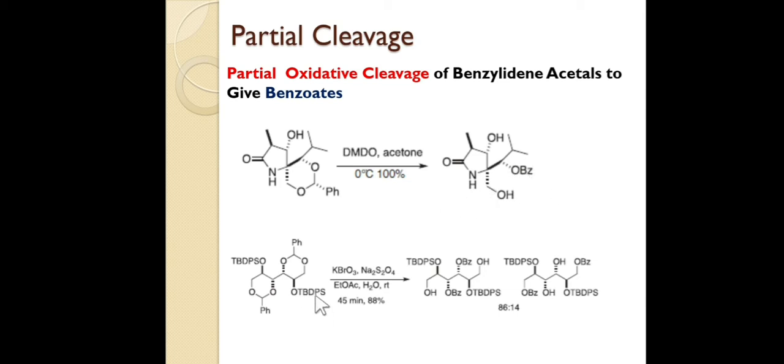So this is how it is very useful to convert into benzoate. This is O-C double bond O-Ph. So we get OBz and OH in presence of oxidizing agents. So these are a few things which are very interesting in case of benzylidene protection. This type of questions are asked in SET and NET examination.